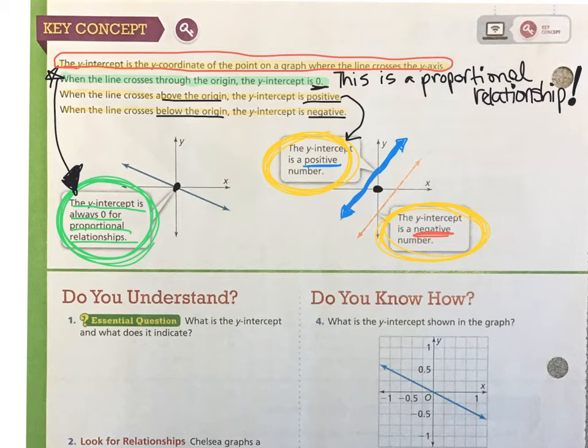A line that crosses below the origin, okay, is going to have a negative y-intercept number. That's this one here in red. Okay. And once we see that it crosses below the origin point, below that 0, 0, then we know that the y-intercept is a negative value.